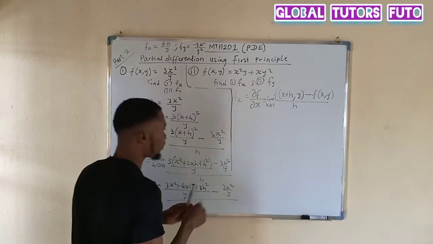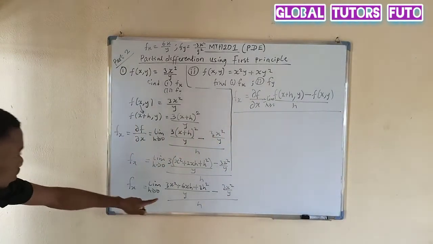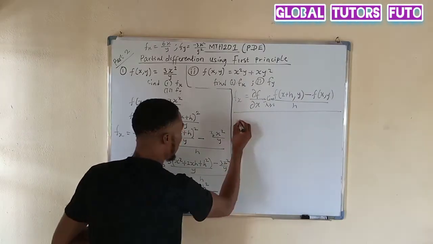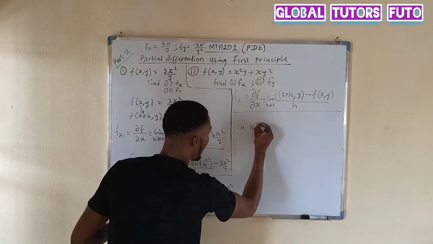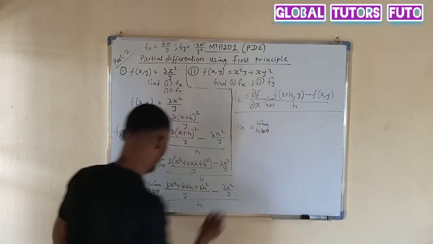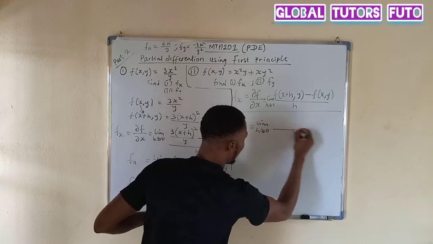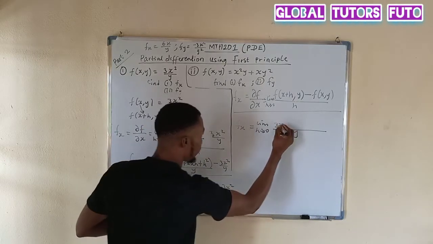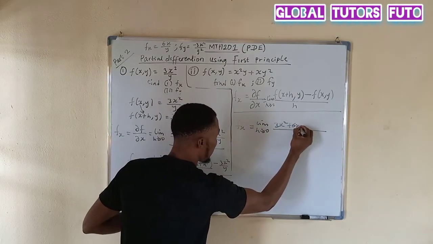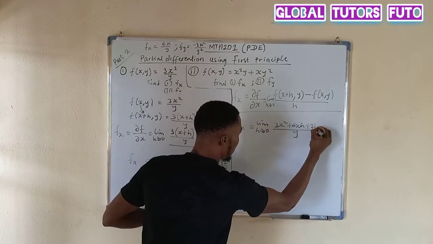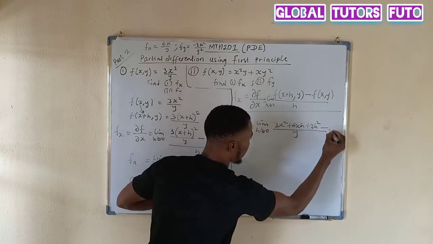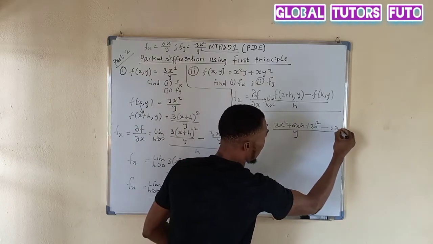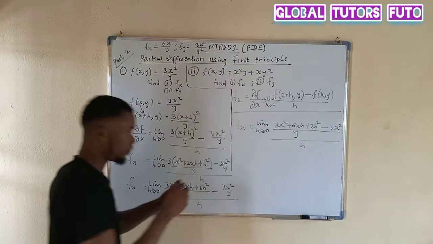At this point, we can find the LCM. The LCM of y and y is y. So f of x will be equal to the limit as h goes to 0. Then our LCM here is y. So y in y is 1, and 1 times everything gives us the whole of the numerator: 3x squared plus 6xh plus 3h squared minus, y and y gives us 1, and 1 times 3x squared gives us 3x squared, everything over h. So what next?